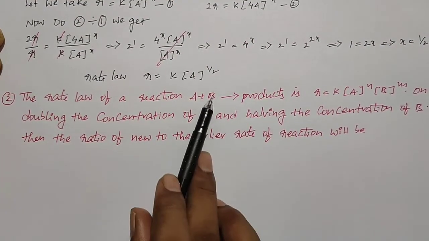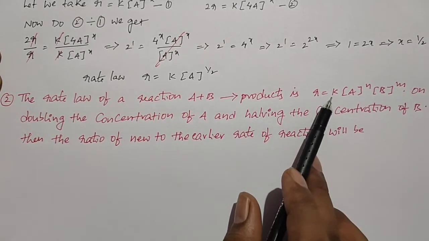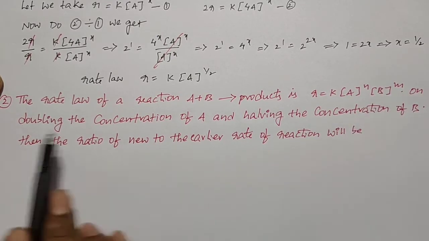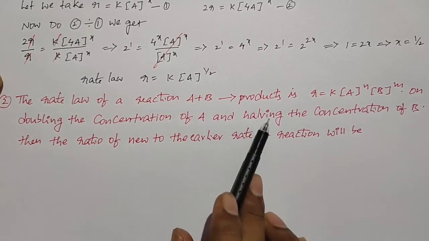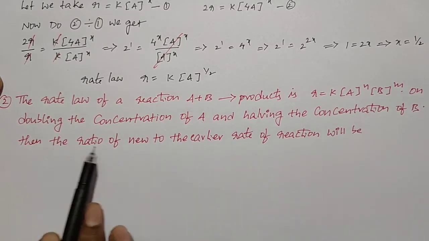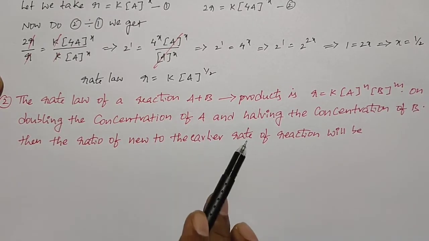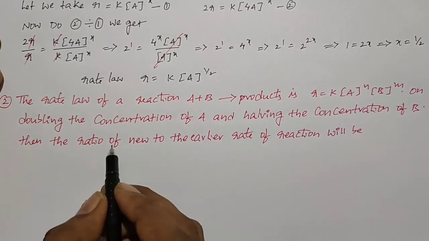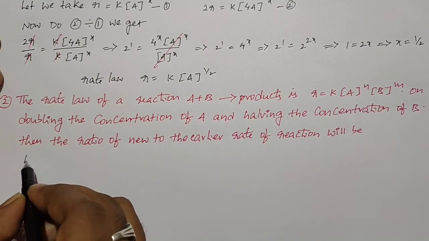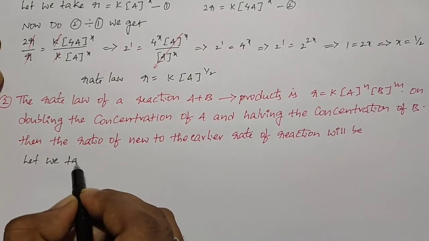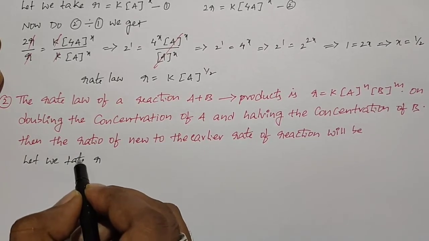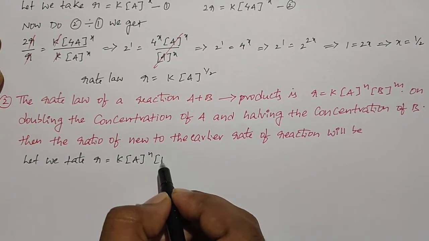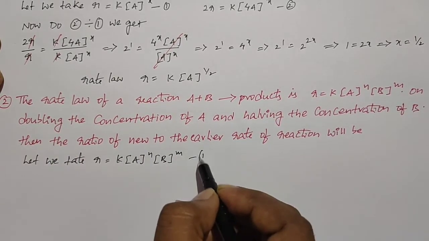The rate law of a reaction A plus B gives rise to products is R is equal to K into concentration of A power N into concentration of B power M. On doubling the concentration of A and halving the concentration of B, the ratio of the new rate to the earlier rate of reaction will be? So now just take the general rate law. Let us take rate law R is equal to K into concentration of A power N into concentration of B power M. This is given and taken as 1.